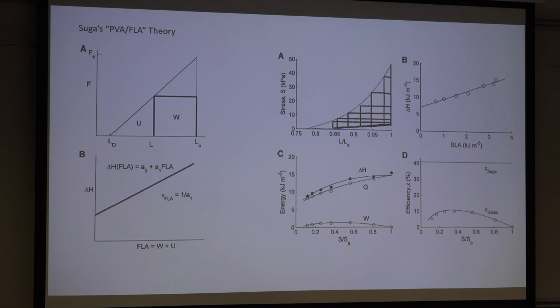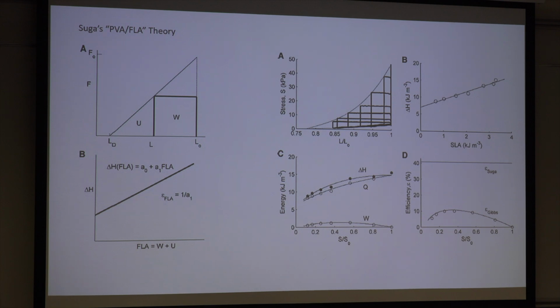But what does Suga do? Well, Suga can fit to this straight line the inverse of the slope of which is set at 40%. It seems pretty hard to believe that the heart can ever contract at 40% efficiency when, as we are showing now, as Gibbs did some years ago, it peaks at about 9 or 10 or 12% efficiency.